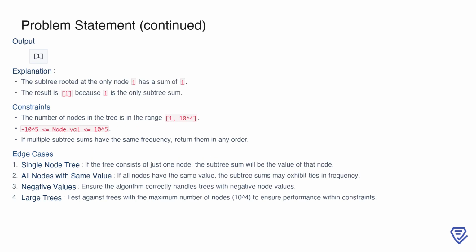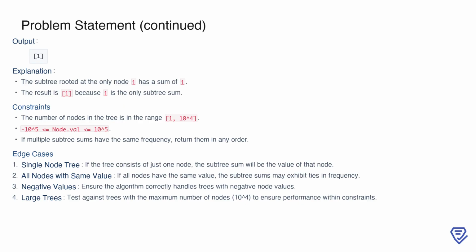Finally, let's look at a simple example with just a single node. If the binary tree consists of only one node with a value of 1, the subtree sum is simply the value of that node, which is 1. Since there is only one subtree and one sum, the output is 1.